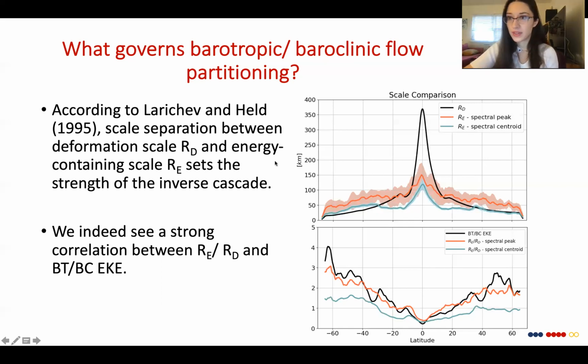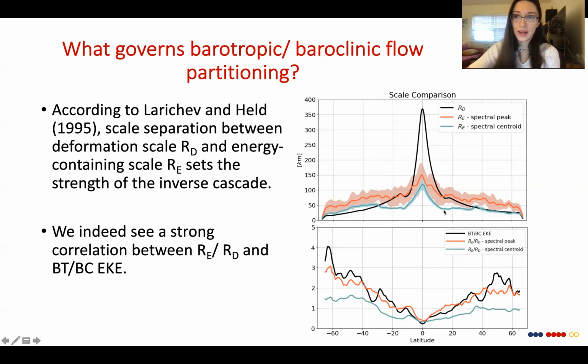So we tested this in Neverworld 2, and this is the result. So here I'm plotting the deformation radius in black, and then the energy containing scale according to two methods for computing this. In general, both of these methods rely on computing kinetic energy spectra, and then either looking at where the spectral peak is located, so this is the red line, or looking at where the centroid of the spectrum is, which is the blue line.